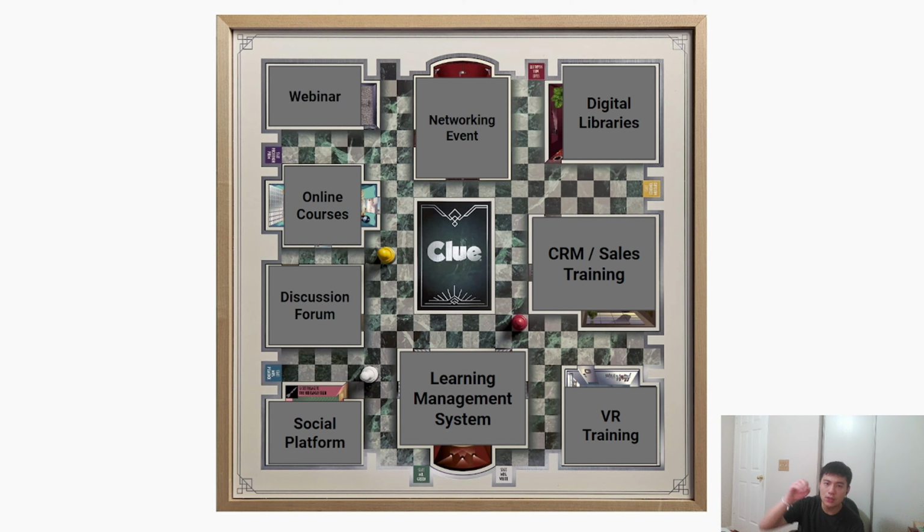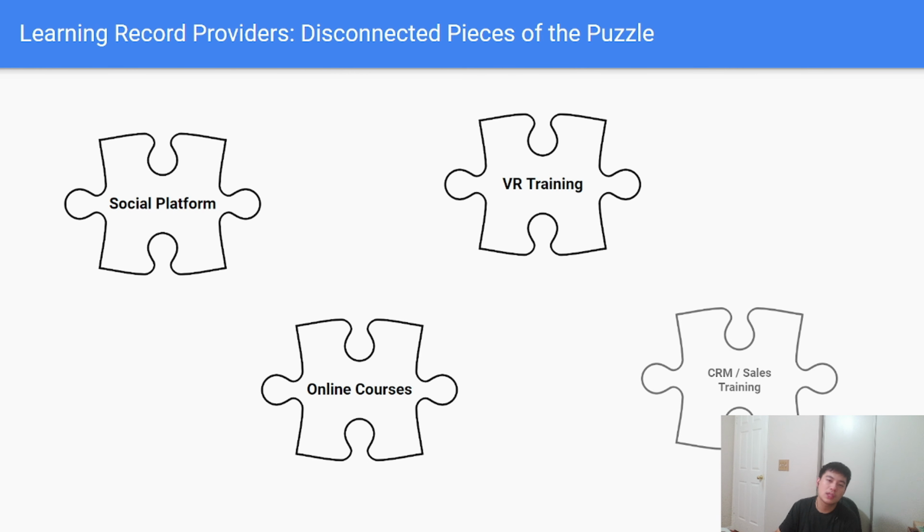And so we call each of these different types of rooms, and this is the first terminology, learning record providers. A learning record provider is basically any tool or technology inside your environment that can provide ideas or insights into what exactly your learners are doing. So in these contexts of social platforms, online courses, VR trainings, and CRM sales trainings, as of now, they're really just disconnected pieces of a puzzle.